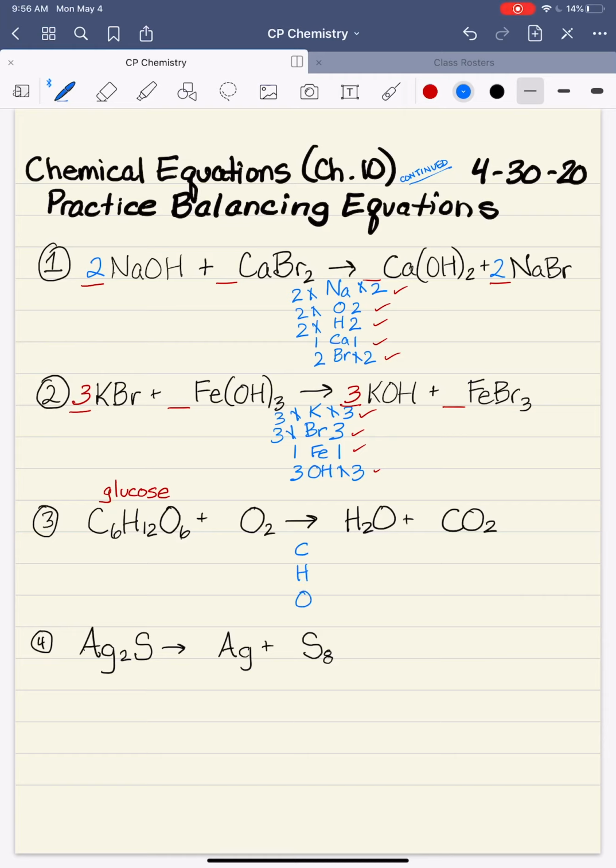On the left, I have 6 carbons. On the right, I have 1 carbon. On the left, I have 12 oxygens. On the right, I have 2 here and 1 here. That gives me, just counted oxygens, 3 of those. Hydrogens, I've got 2. And oxygens on my left side, I've got 6 here and 2 there. So I need to count 8 of those.